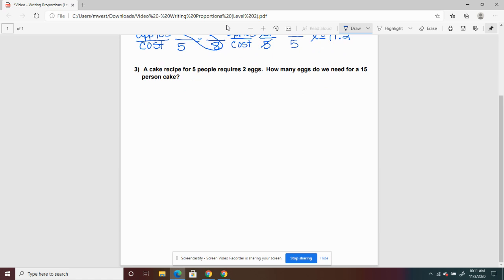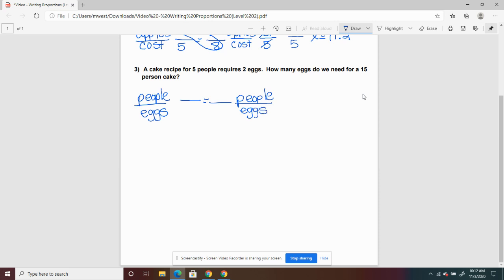And then our last example, a cake recipe for 5 people requires 2 eggs. How many eggs do we need for a 15-person cake? So I'm going to set up my units as people over eggs. So I'm going to go line equals line, and over here I'm going to put people over eggs.